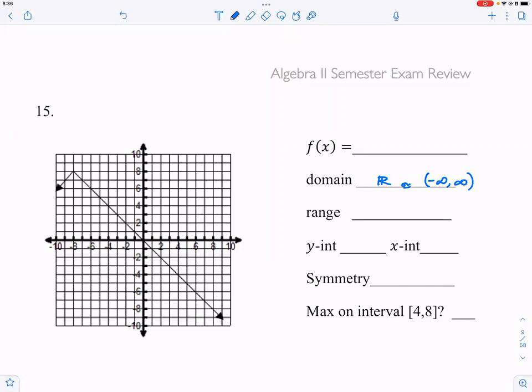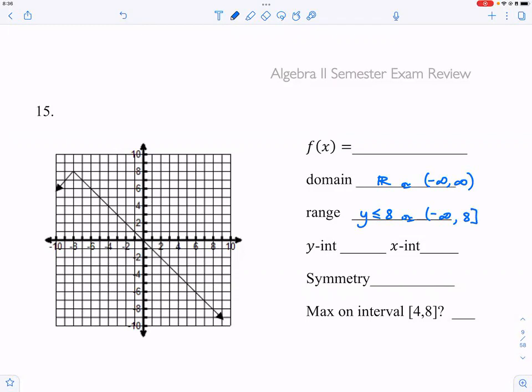The range in this case, you can see this absolute value function, it's opening down. So it has a maximum there. So y is going to be less than or equal to 8. Y is less than or equal to 8. If you use interval notation, now this is where you have to be careful. It's negative infinity to 8, okay, including 8.